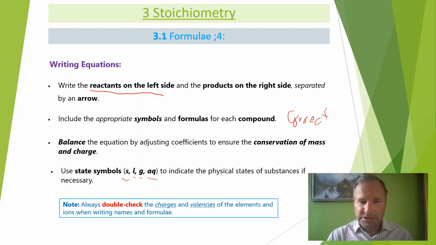Note, always double check your charges and valencies of the elements and ions when writing names and formulas. Remember, they have to be correct, or else your balanced chemical equation will not work out in the first place. So it's very important that you get the chemical subscripts and symbol formulae correct first before you start writing your fully balanced chemical equations.